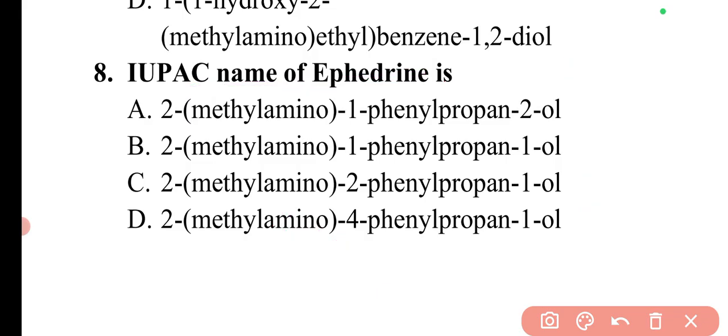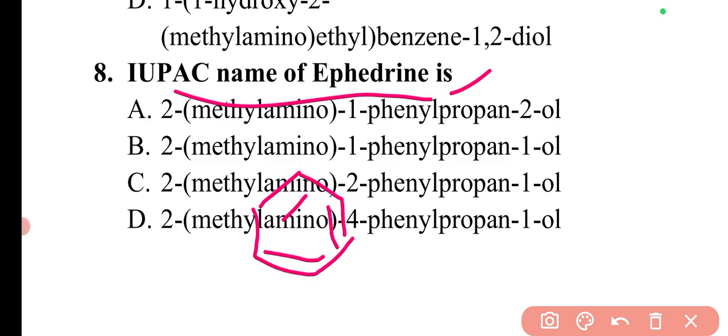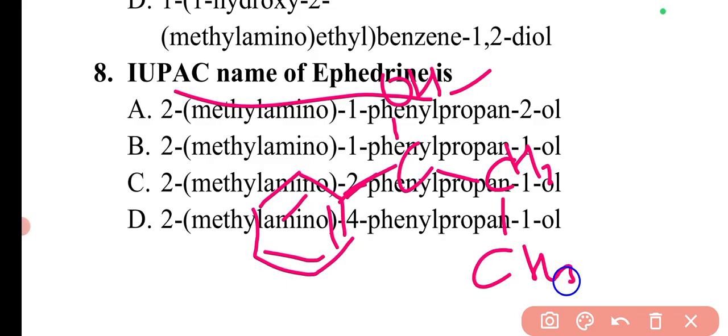Now we can move to the next question: the IUPAC name of ephedrine. Epinephrine and ephedrine are different things. Ephedrine is a structure with a benzene ring. Again, there is a benzene ring, and at any position we will have CHOH, CH, CH3, and here again NH and CH3. So this is the basic structure of ephedrine.